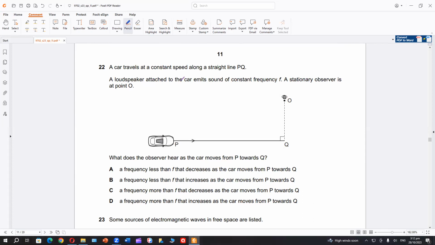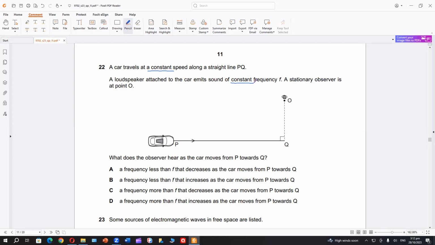A car travels at a constant speed. This is something which is always important to remember, that these types of concepts should be underlined, because when speed is constant, it means resultant force is zero. A loudspeaker attached to the car emits sound at constant frequency. A stationary observer is at point O. Now it looks like a Doppler effect question. What does the observer hear as the car moves from P towards Q?